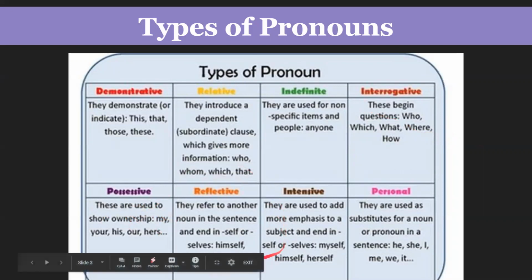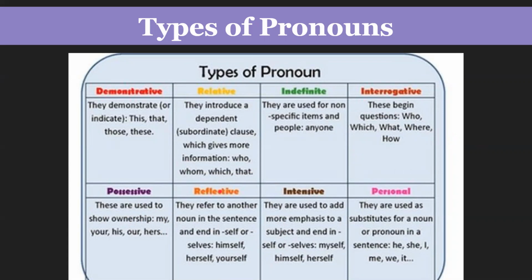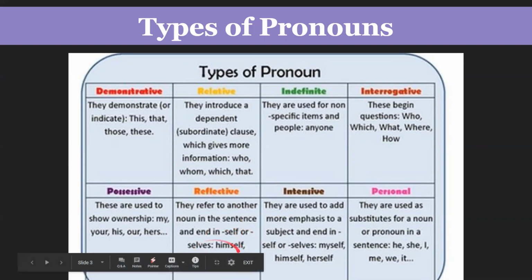Then we have reflexive. They refer to another noun in the sentence and end in self or selves. Some examples are himself, herself, and yourself. Then we have intensive. They're used to add more emphasis to a subject and end in self or selves. So myself, himself, or herself are some examples we could use for intensive.